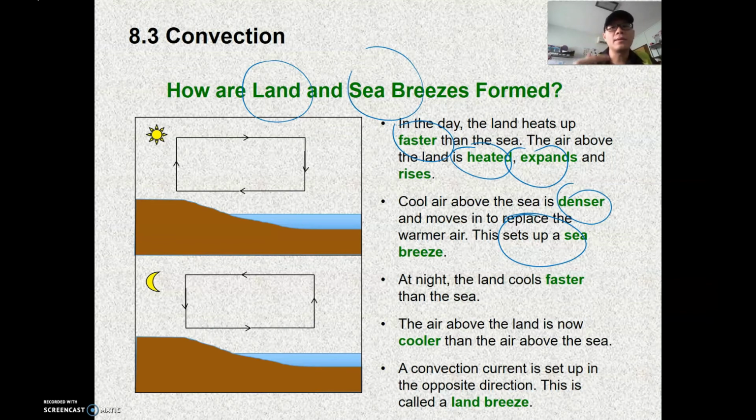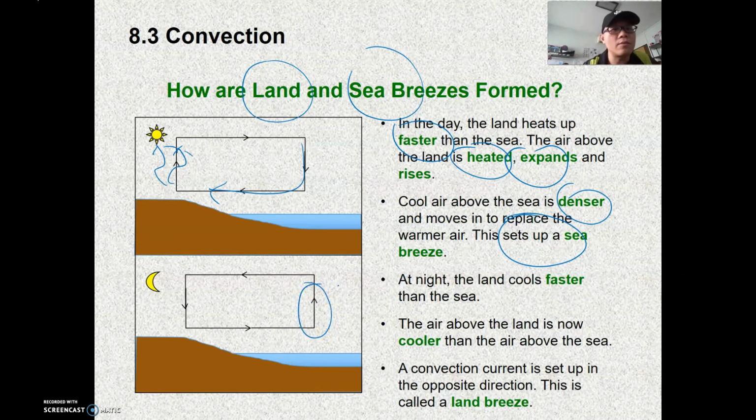In the daytime, the hot air occurs at the land side. The hot air from the land will rise up. The cold air, being denser, from the sea will sink down to take its place. And for the night time, the same concept will appear. The hot air will rise, but now the hot air takes place at the seaside.